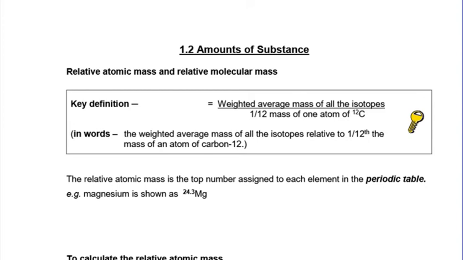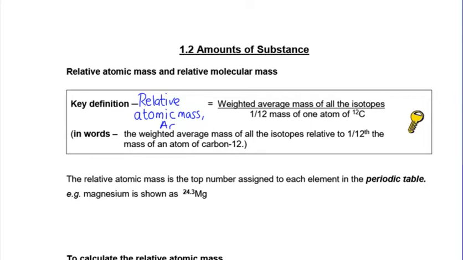So in this video we're going to look at the terms relative atomic mass and relative molecular mass and the sort of calculations that we might do with those. So the first one we're going to look at is relative atomic mass. Our relative atomic mass, our Ar, is the weighted average mass of all the isotopes relative to 1/12 the mass of one atom of carbon-12.